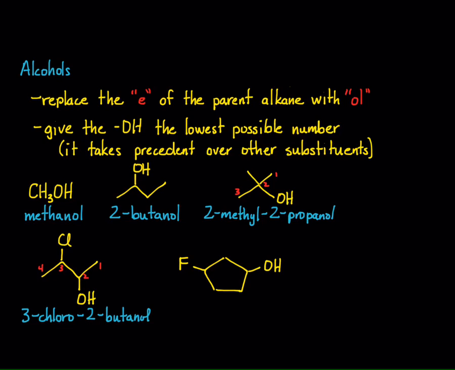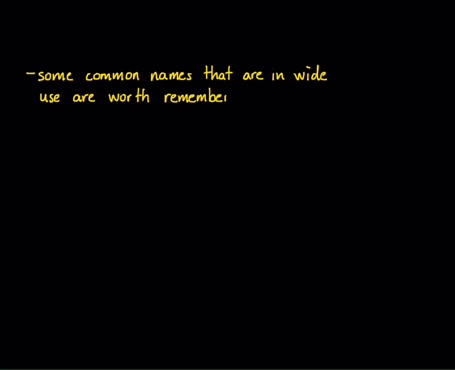And here is an example of a cyclic derivative where, again, I'm going to number the carbon with the OH group, carbon number 1, because that's the lowest locant I can give it, and therefore the carbon with the fluorine on it gets labeled number 3. If I go kind of up, 1, 2, 3, and therefore this becomes 3-fluorocyclopentanol. Now, there are some common names of alcohols that are in wide use and are certainly worth remembering.